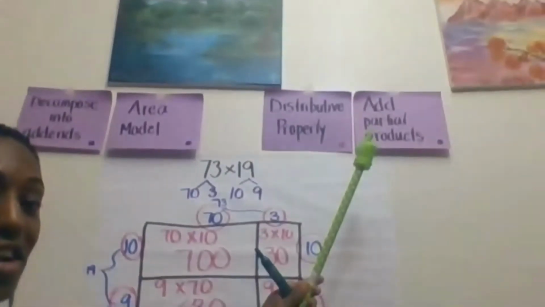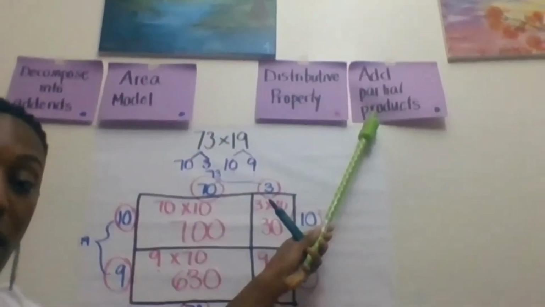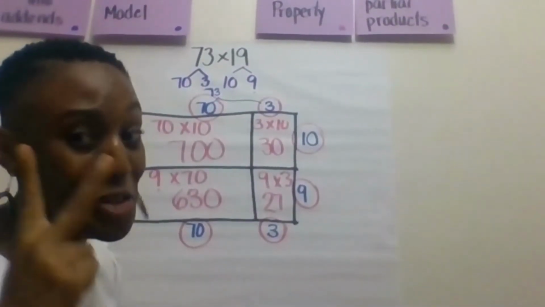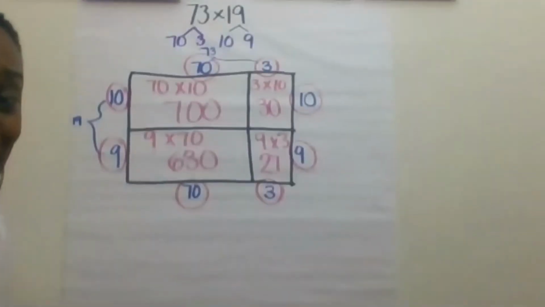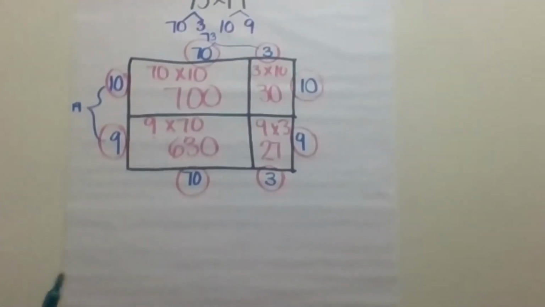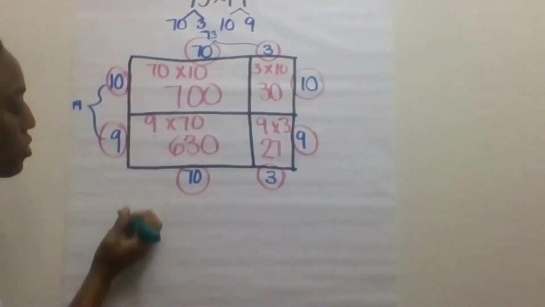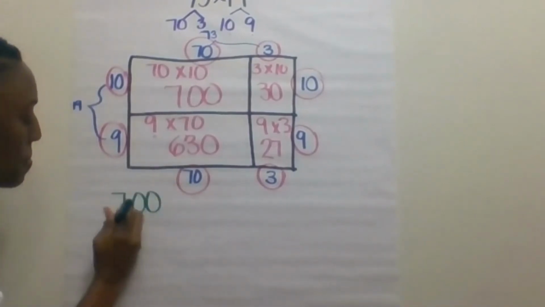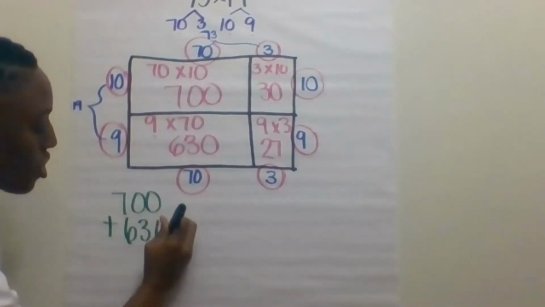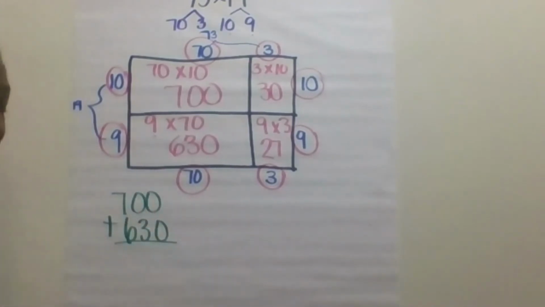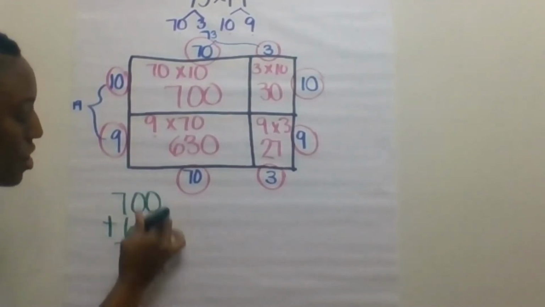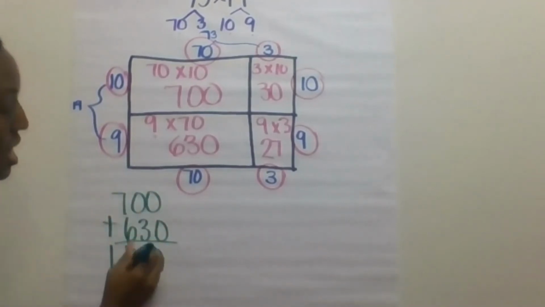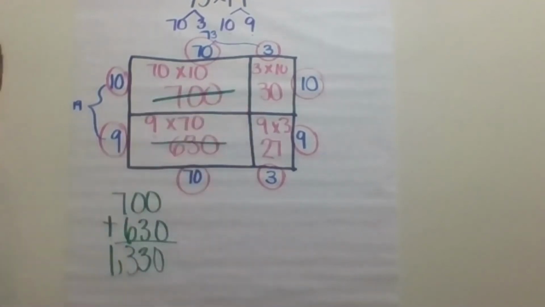Now we're headed over to adding our partial products. You know what Miss Tamal loves to do. I like to add 2 numbers at a time. It really just helps me. So let's get ready to do so. All right, I'm going to start with the larger numbers first. 700 plus 630. Starting at the ones place, 0 plus 0 equals 0, 0 plus 3 is 3, 7 plus 6 is 13, and we cross it out to say that we're done.